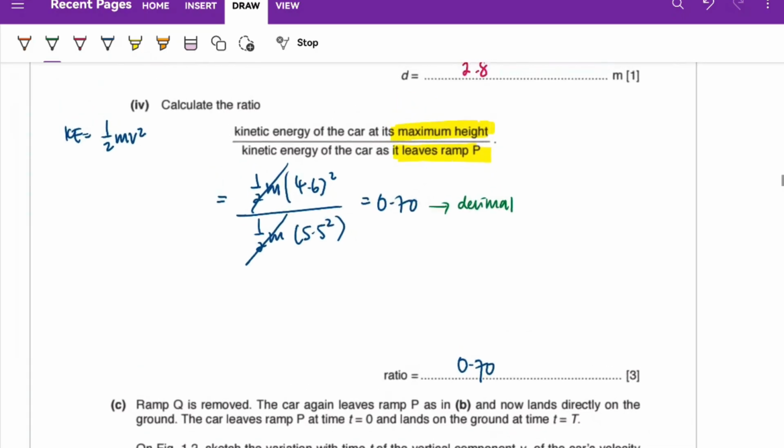Always. It must always be given in decimal. Don't give fraction for physics ratio. For maths, yes. For physics, it's not really suggested. Best to give in decimal.